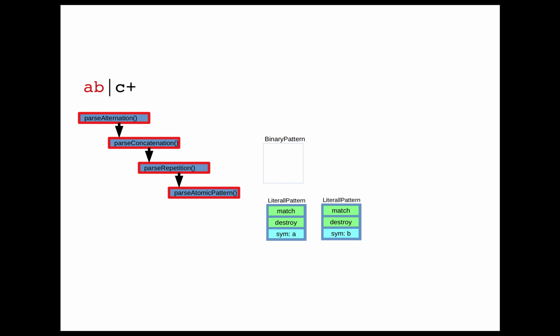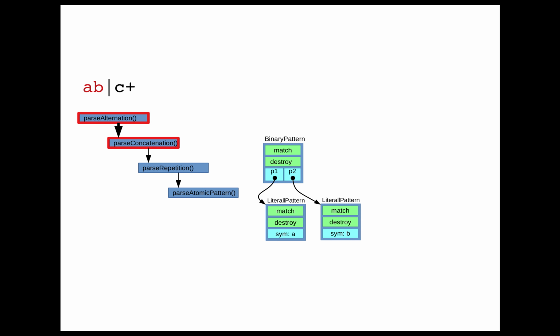Parse repetition ends up calling parse atomic pattern, and that's where we parse the B. Just like we did with the A, parse atomic pattern notices that B is an ordinary character, so it makes a literal pattern for that, and then it returns that. Again, that falls back to parse repetition. There's no repetition character after the B, so that eventually falls all the way back to parse concatenation, and then we finally get to instantiate that binary pattern.